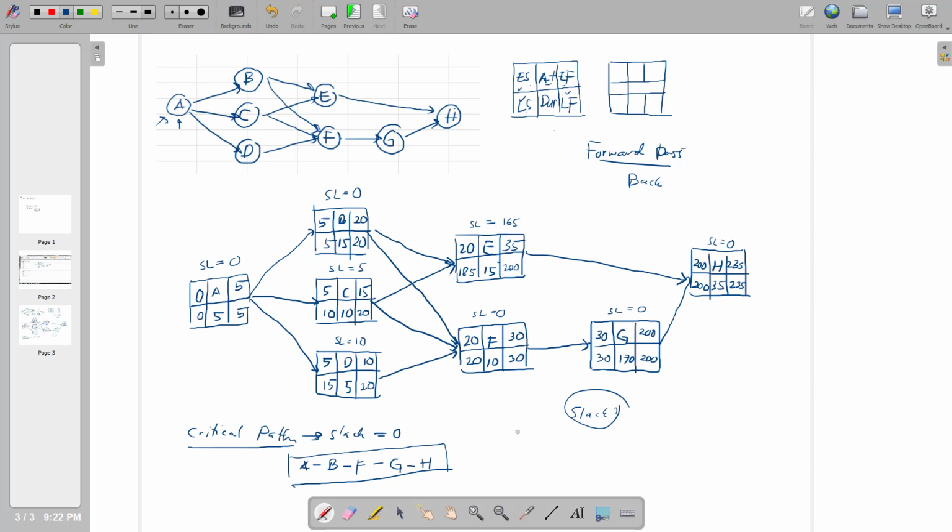The total duration of the project equal to 235 time periods. That's how you calculate and how to estimate a project using the activity on node or precedence diagram. Any questions for this?